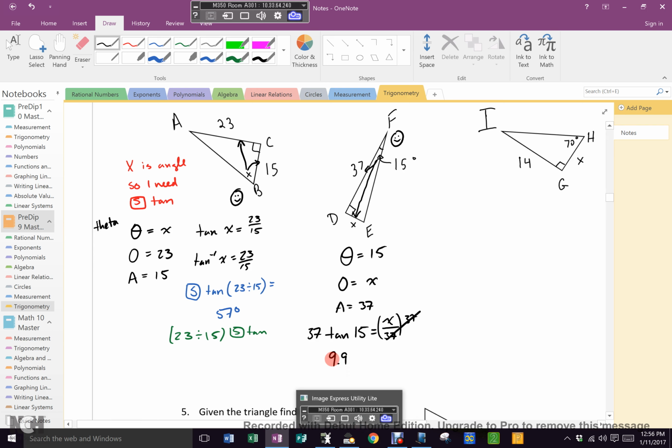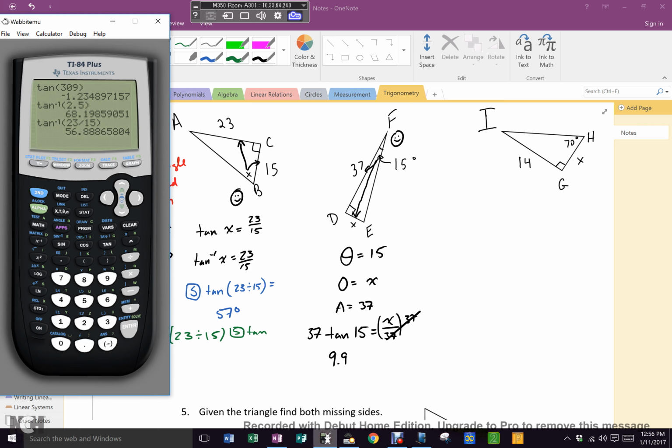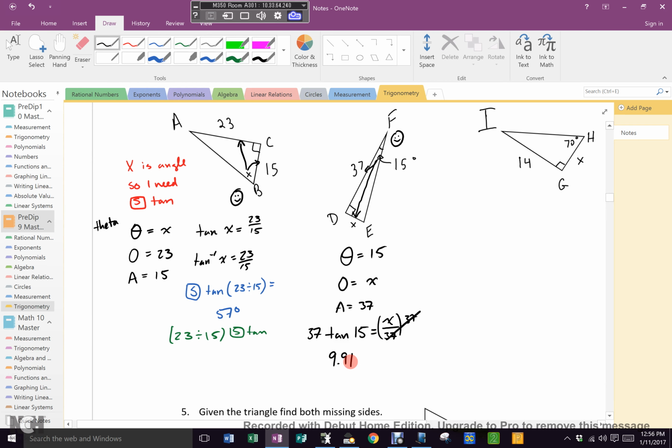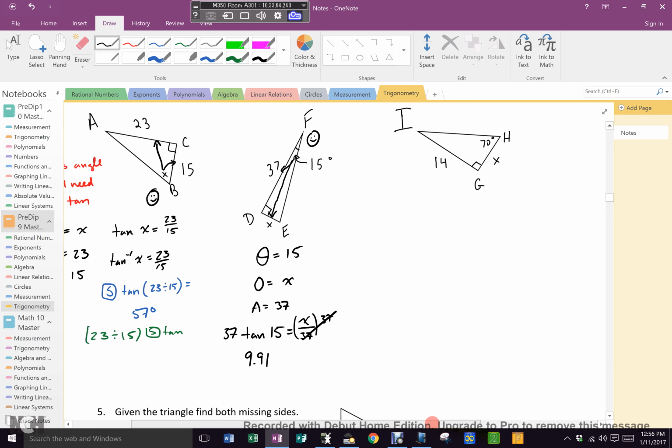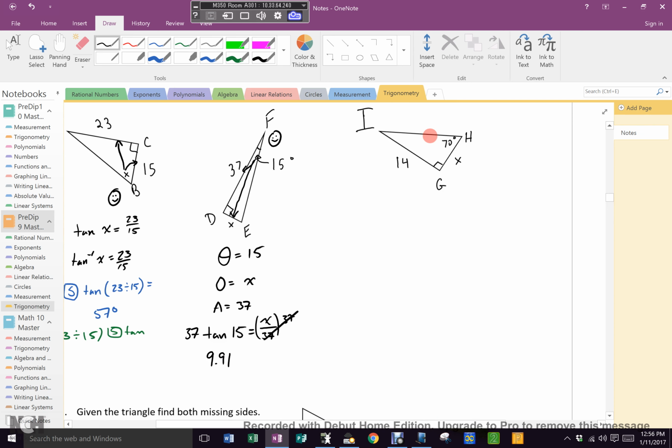9.9. No. With sides, we would leave it as 2 decimal places. It's only angles that we round off. Okay, so I go to my calculator. I go 37 tan 15. I don't even need to push times on my calculator, equals 9.91. Everybody got it? Okay, you guys try to do that one totally by yourselves.